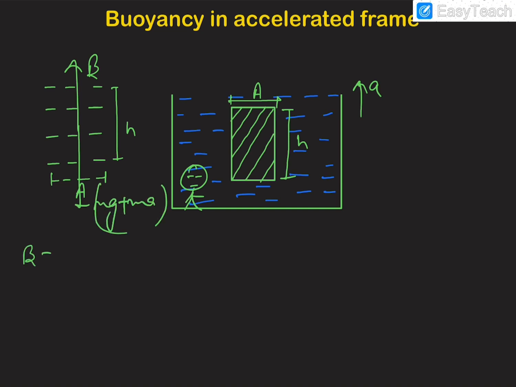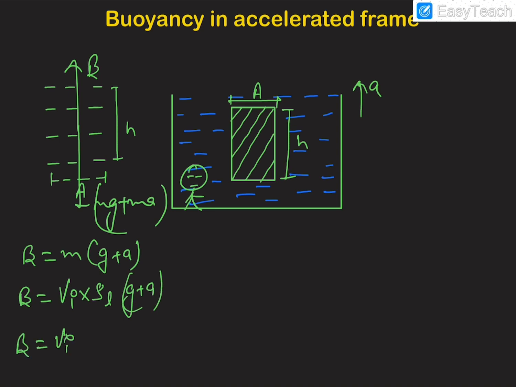So buoyancy will be equal to mass of liquid displaced by this solid into g plus a. And the mass of liquid displaced by the solid will be volume of solid immersed into density of liquid into g plus a. So in accelerated frame, buoyancy becomes V immersed into rho L into g effective. This is buoyancy in accelerated frame.